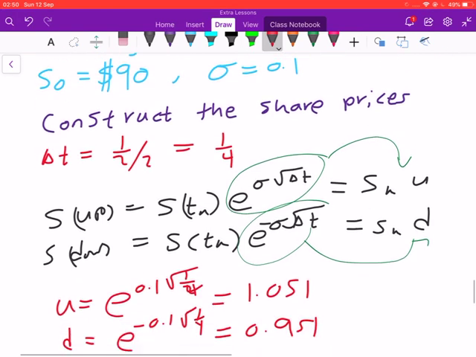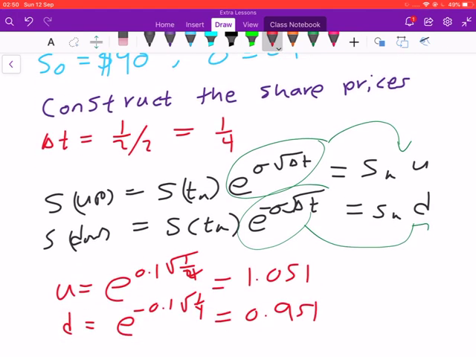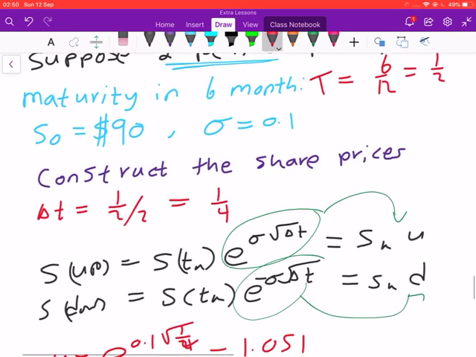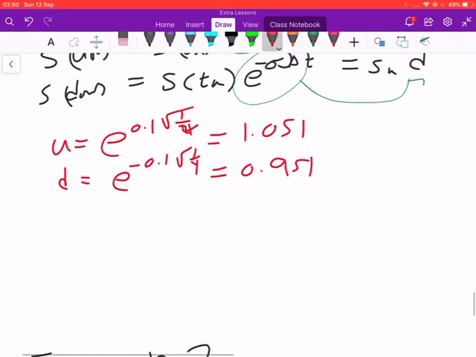So this is your U and D, right? Instead of writing the whole thing, you can just write U. You just have S times U or S times D. So what is another thing that we need to know? At the moment there is nothing, so we will try to construct this.